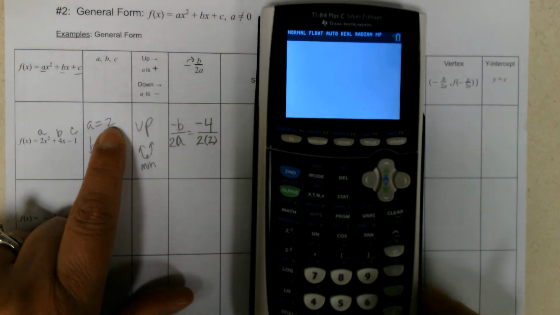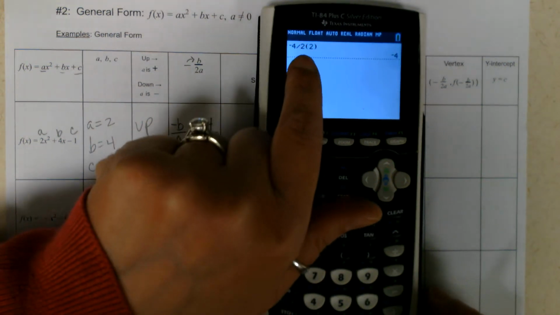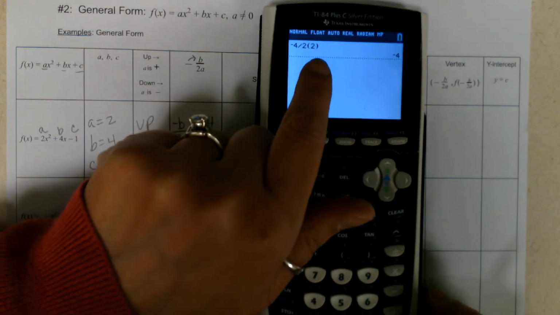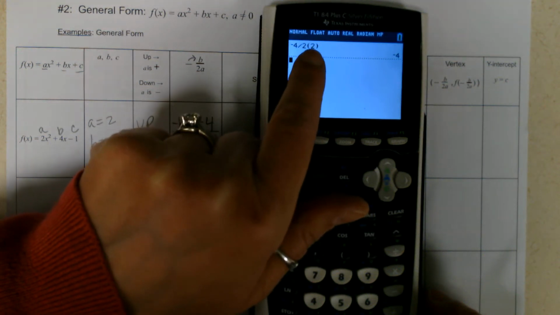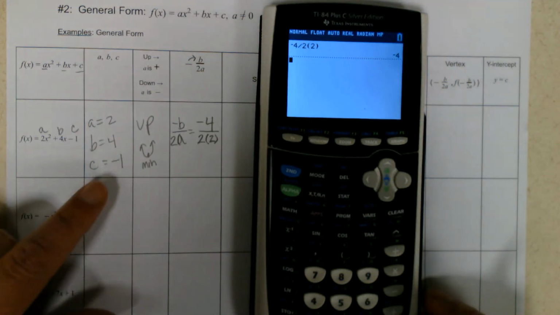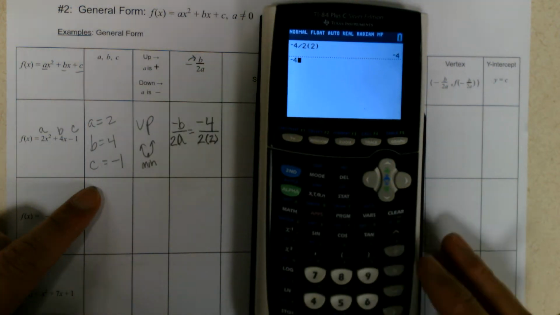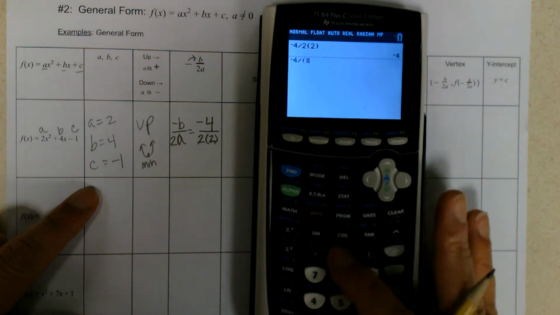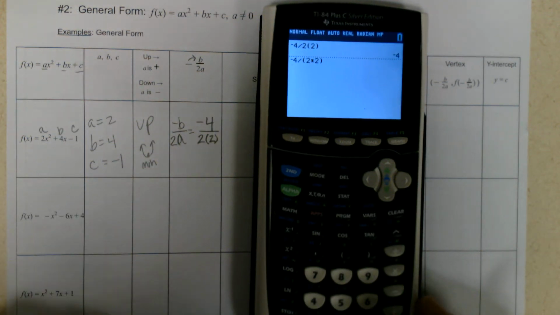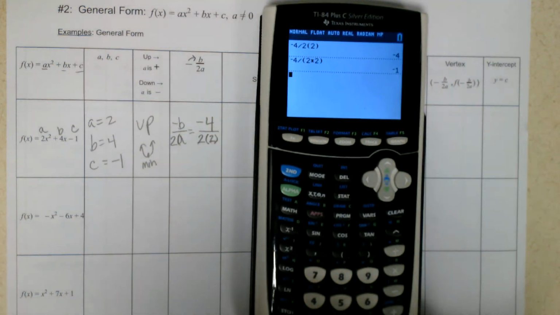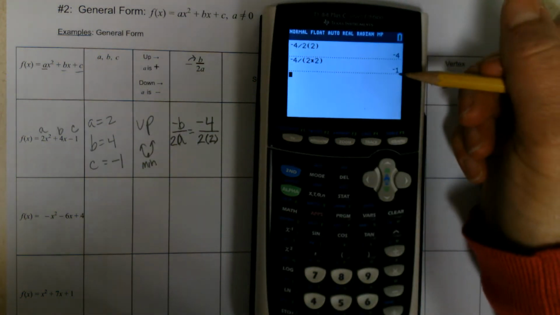And so what the calculator did is it didn't realize that I wanted to multiply. So I wanted to take the negative 4 and divide by this number multiplied here. So in order to do it in the calculator, you would have to do negative 4 divided by, and then 2 times 2 to keep the denominator together. And so that gives us a negative 1. This is the correct one.